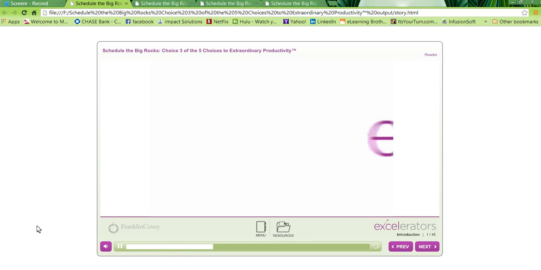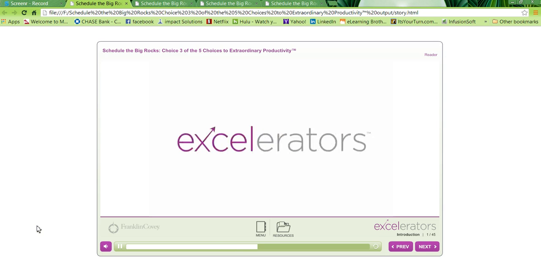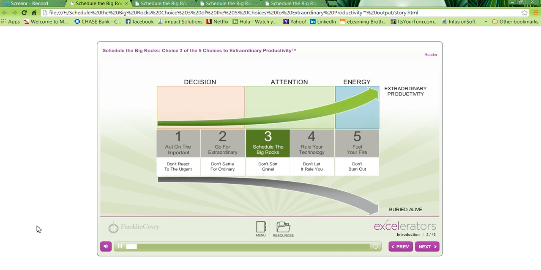Today I wanted to showcase for you a course that we entered in the Demo Fest at DevLearn last week in Las Vegas. We were honored to win Best Soft Skills Solution at the show. The course we entered was a custom course that we had developed for Franklin Covey. The name of the course is Schedule the Big Rocks. This is choice 3 of the 5 choices to extraordinary productivity.